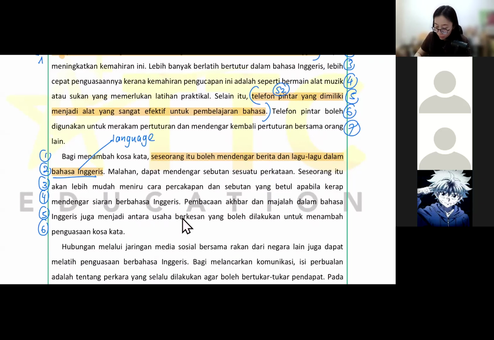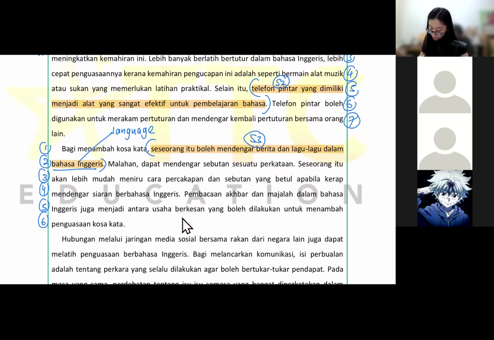Number 5. So write down this is number 3. Number 5, what is it? Pembacaan akhbar, majalah dalam bahasa. Okay, yes, correct. Reading the newspaper and also the magazine. Pembacaan dalam bahasa English juga menjadi usaha berkesan. Ini antara usaha menambahkan. Don't need so long. So we can just go from akhbar until English already. Can already. So this is isi 4.